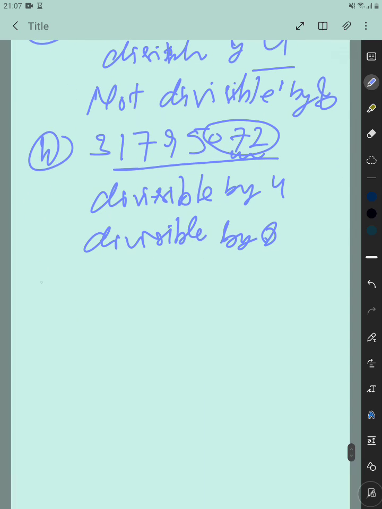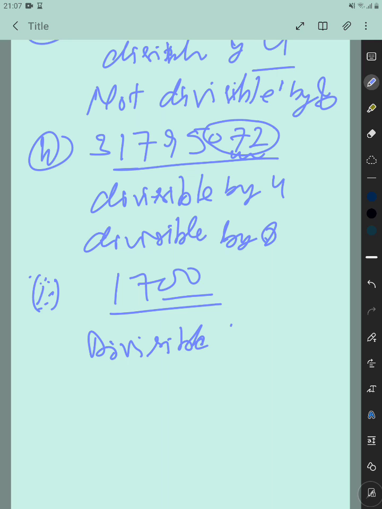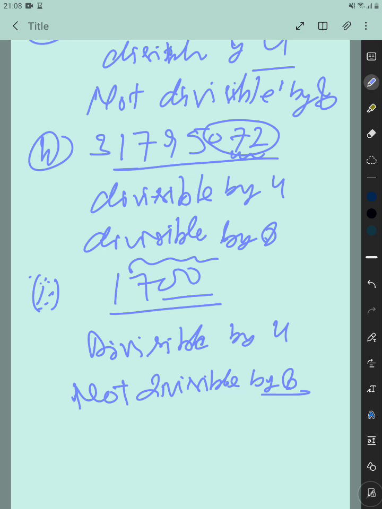Then now we have come to I part. I part is 1700. Okay. So 00 is divisible by 4. So complete number is divisible by 4. Now for divisibility of 8, we will take 3 digits. So 700. 700 is not divisible by 8. So complete number is not divisible by 8, okay.